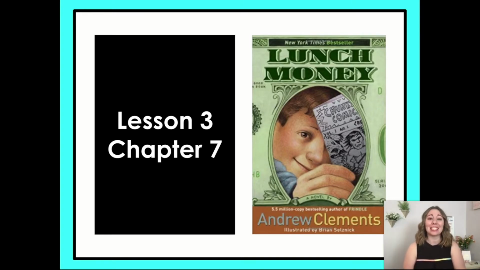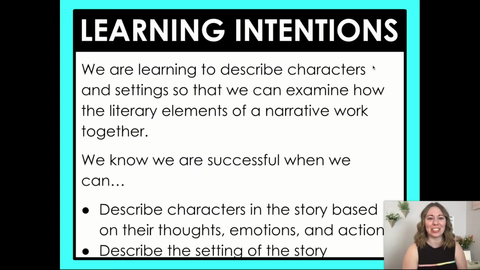Today we are working on lesson 3, and we are just reading one chapter today, and that is going to be chapter 7. So let's see what our learning intentions are. We are learning to describe characters and setting, so we can examine how the literary elements of a narrative work together. So today we know we are successful when we can describe the characters in the story based on their thoughts, emotions, and actions. And then also we want to be able to describe the settings of the story. And we actually have a new setting today that we are going to read about.